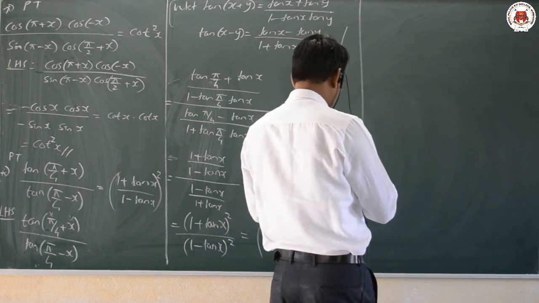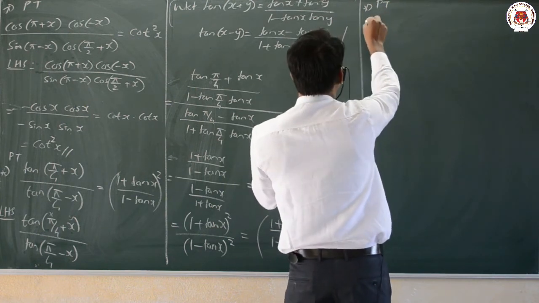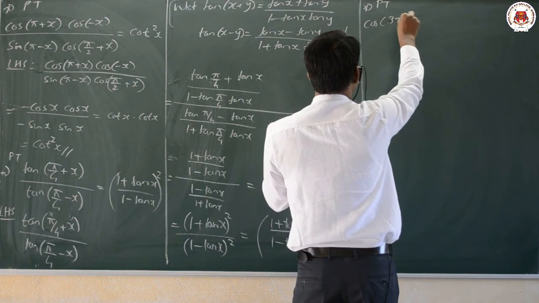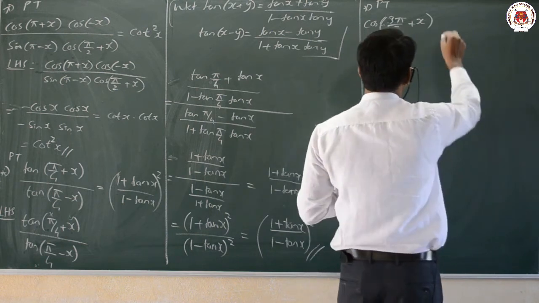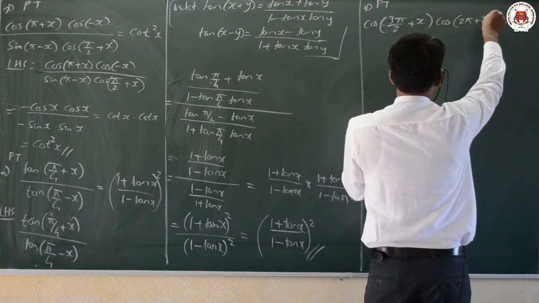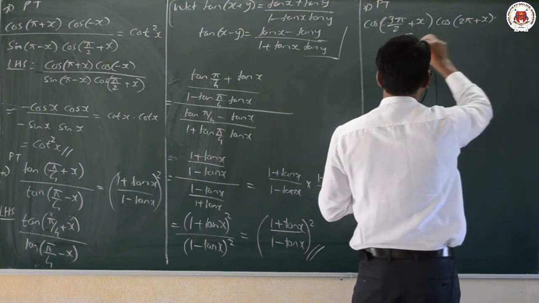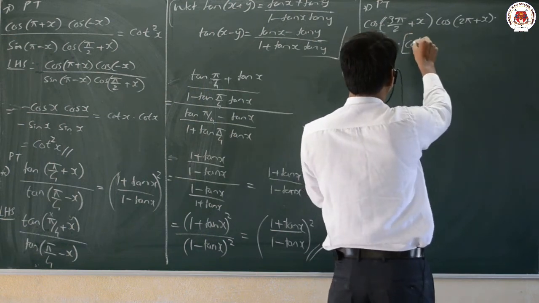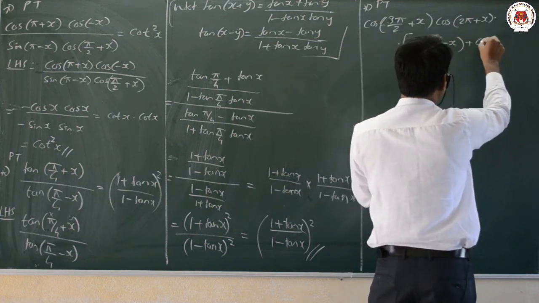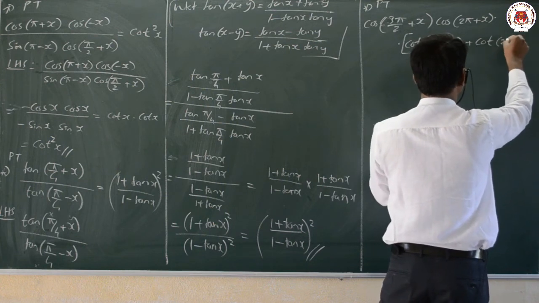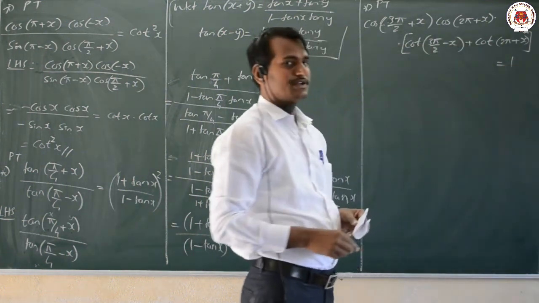That is nothing but our question paper problem. Next one, again it is prove that cos of 3 pi by 2 plus x, that is 270, 3 pi by 2 means 270, into cos of 2 pi plus x, into cot of 3 pi by 2 minus x, plus cot of 2 pi plus x, the value is equal to 1. We are required to prove that the value is equal to 1 here.